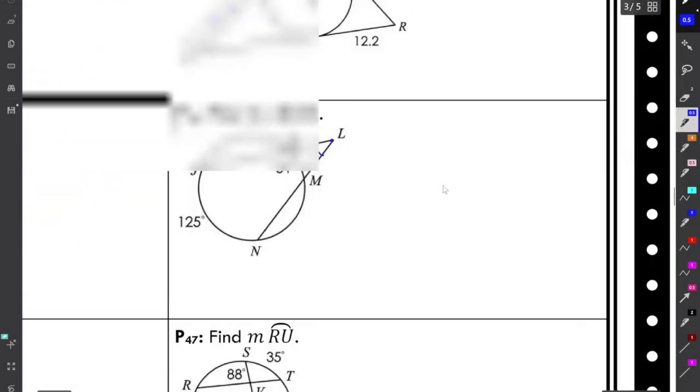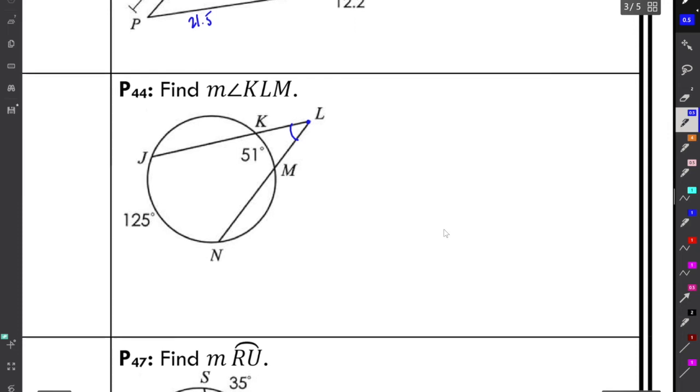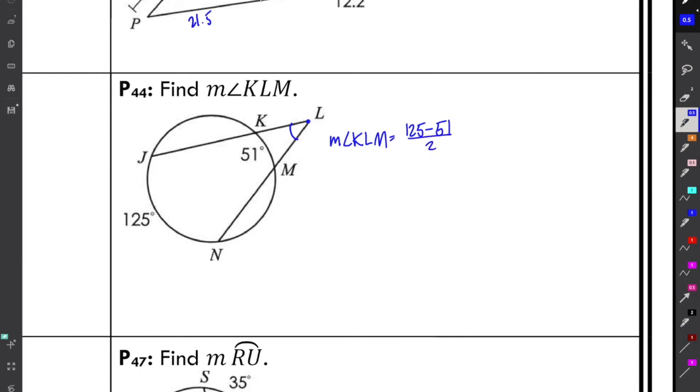I'm very fortunate to be given these two angles. So the measure of angle KLM is going to be 125 minus 51 divided by 2, which is the same as 1/2 times that. So 125 minus 51 divided by 2 in my calculator gives me 37 degrees.